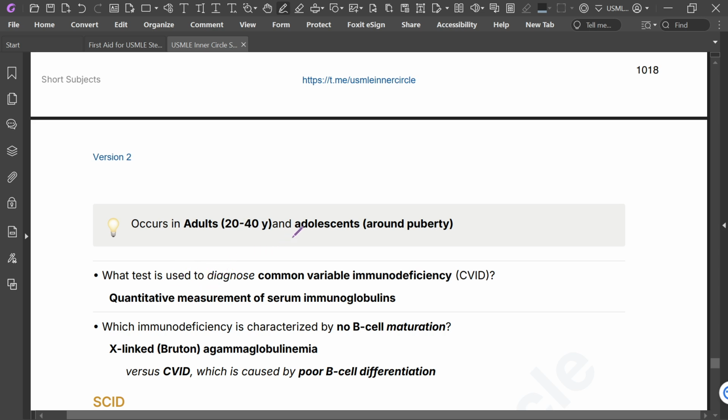What test is used to determine CVID? Quantitative measurement of serum immunoglobulin. Which deficiency is characterized by no B cell maturation? X-linked Bruton agammaglobulinemia, and in CVID there is poor B cell differentiation. So in CVID, C for D, differentiation; in Bruton's, B cell maturation is absent.